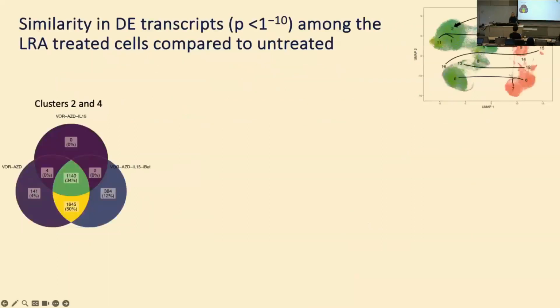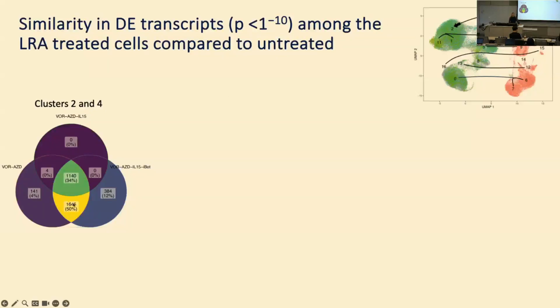So what we did when we looked at this, we wanted to see the effects of each LRA combination. Assuming you probably know the Venn diagram, this is assuming that these are all transcripts that were upregulated when cells were treated specifically with this LRA combination, and this LRA combination, and this LRA. All together, we found that all of them had very, very similar upregulation of transcripts when we just looked at cluster 2 and cluster 4.